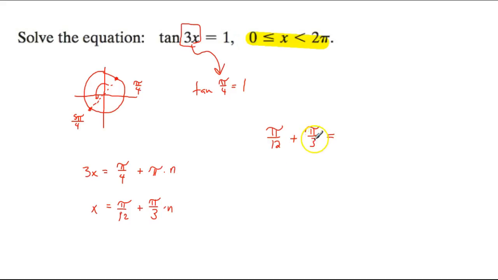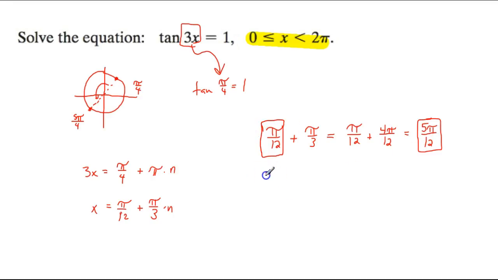Alright, so π/12 plus π/3, that's the same thing as π/12 plus 4π/12, just getting a common denominator. π/3 and 4π/12 are the same. That's 5π/12. Okay, that's between 0 and 2π. 24π/12 is the next number that's not going to be. So that's also a solution. Alright, so π/12 is our first solution. 5π/12 is the next one.